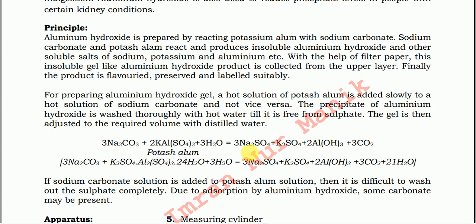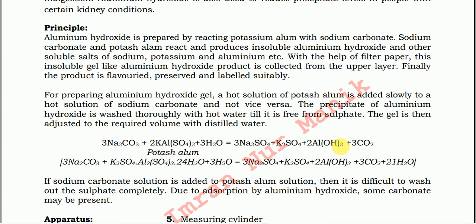Since sodium sulphate is soluble, potassium sulphate is soluble, and aluminum hydroxide is insoluble, we can easily separate the aluminum hydroxide from the solution by filtering it, and that actually happens. After the reaction, we have to filter the aluminum hydroxide with the help of filter paper, and after filtering the aluminum hydroxide, it is dried.